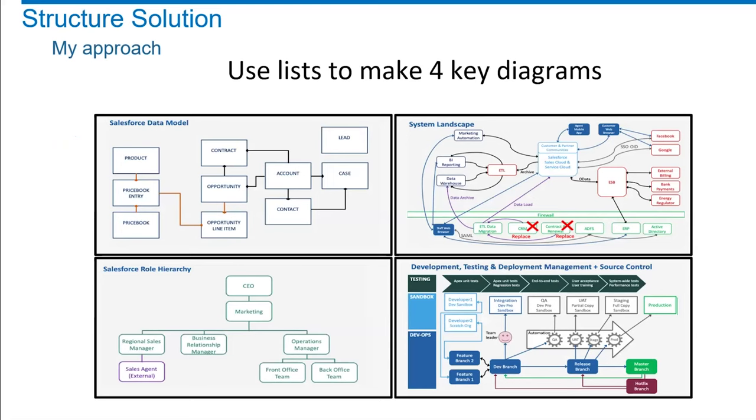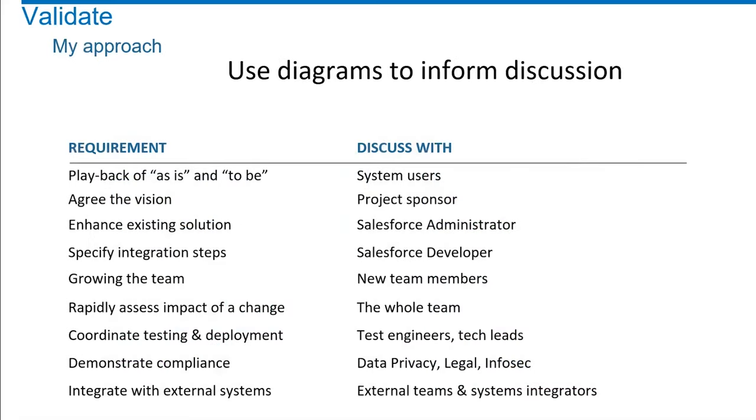Right, so what do we use? Make 4 key diagrams. What are those diagrams? Data model, system landscape, role hierarchy, and then some sort of story around environments and deployment. I was almost tempted to mix it up there and go backwards, but let's play by the rules. So, Salesforce data model. Why Salesforce data model? Let's have a look. Oh, hang on a sec, forgot this one.